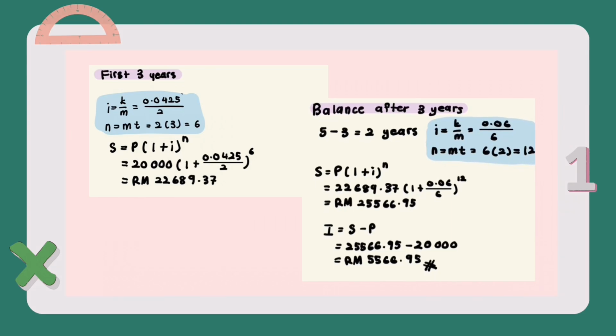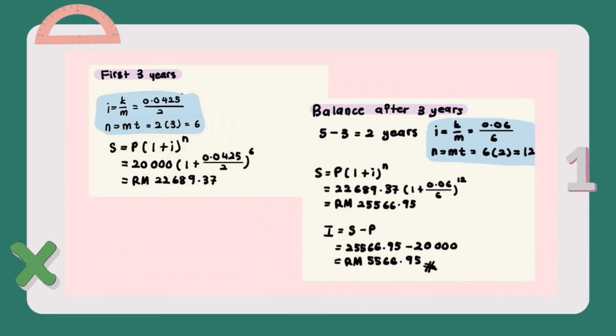For the remaining years, we need to minus 5 years minus 3 years, so we got 2 years. So we need to calculate the new interest rate and number of periods. So i equals k over m. k is 0.06 over m is 6, so we got 0.01. So n equals m times t. m is 6, t is 2, so 6 times 2, so we got 12.